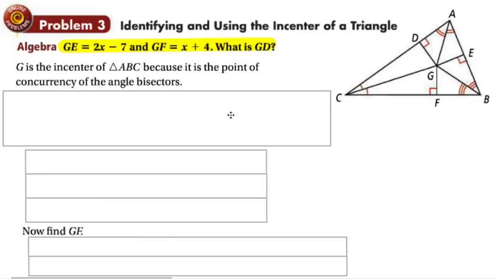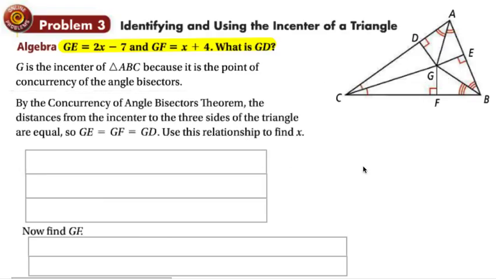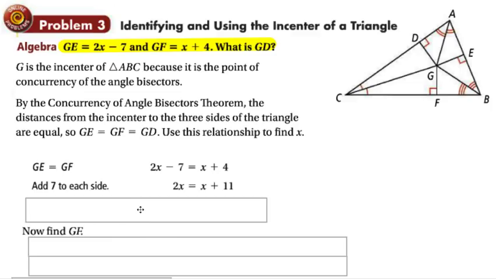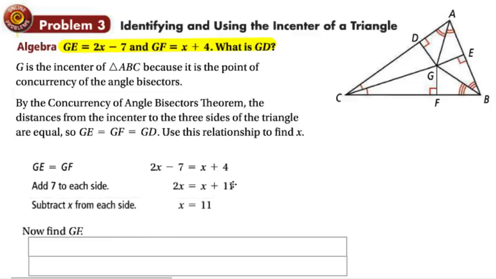because it's the point of concurrency of all the angle bisectors. So therefore, we know from our last theorem that the distance from G to F, G to E, and G to D are all equal. So we can go ahead and set GE equal to GF because they are both equidistant. So substituting our algebraic expressions, we get this. And then if we just go ahead and add 7 to both sides, we get 2x equals x plus 11. And then subtract x from both sides.